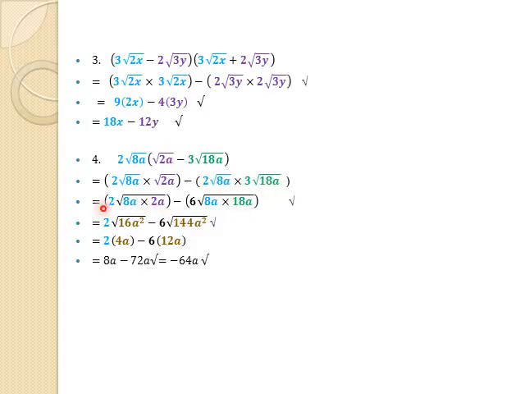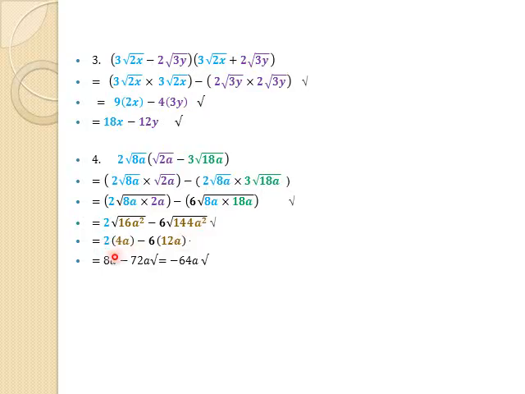8a times 2a, 8 times 2 gives me 16, a squared. Minus my 6 there, 8 times 18 gives me 144, a squared. Square root of 16, 4, square root of a squared, a. My 2 simply stays. Square root of 144, 12. Square root of a squared, simply a.